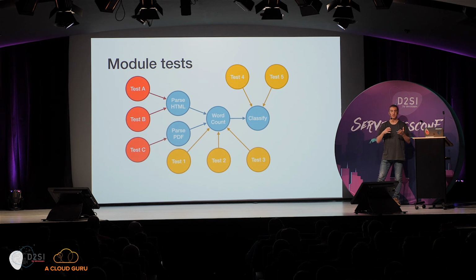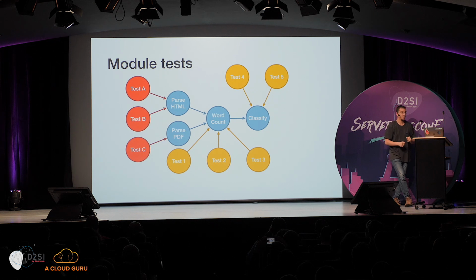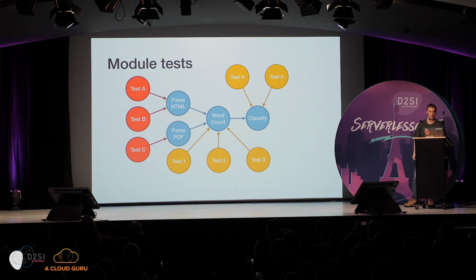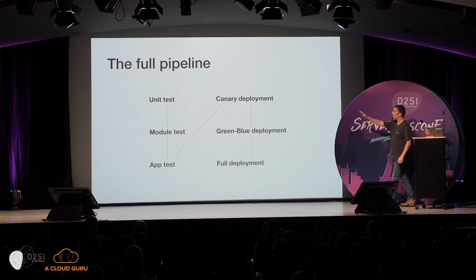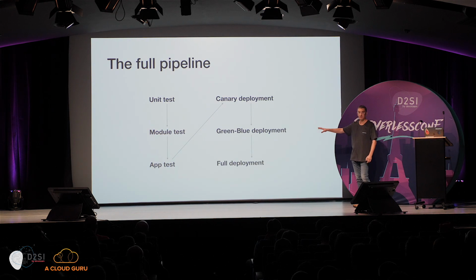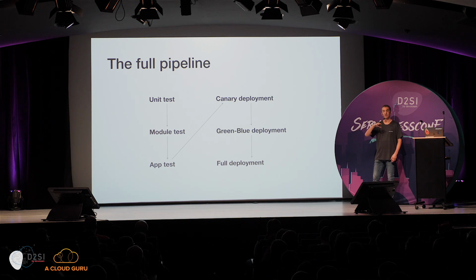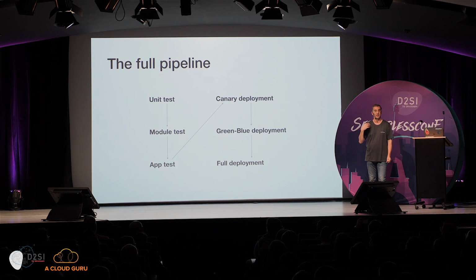So having all those different types of tests and being able to run them in parallel, and control which ones run after which ones, gives us more power in terms of testing our application. Once we have that, we can grow into a real CI/CD pipeline where we start off with unit tests, we go to module tests, and even full application tests. And once those pass, we can do canary deployments, greenfield deployments, and even full deployments for the entire user base.